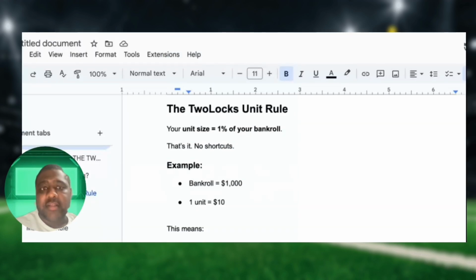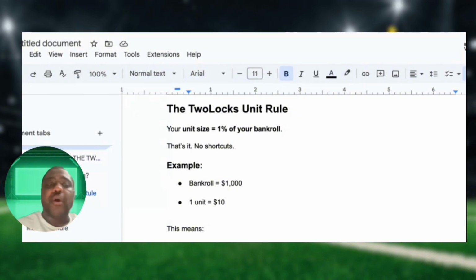So let's talk about it. The two locks unit rule, right? Your unit size will be 1% of your bankroll. You want to know why we only bet 1% of our bankroll at a time? It's because if we happen to go on a losing streak, which happens to 99% of bettors, let's say we lose 10 bets in a row. Hey, look, we only lost 10% of our bankroll. We still got 90% we could still bet with, right?